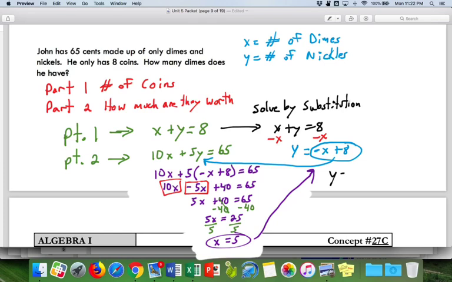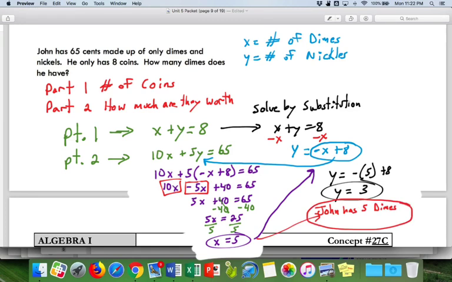Any other problem, if we needed to know nickels also, just like other substitution problems, we're going to take X and substitute back into the other equation. And so Y equals negative 5 plus 8, Y equals 3. Answering our question, John has 5 dimes.